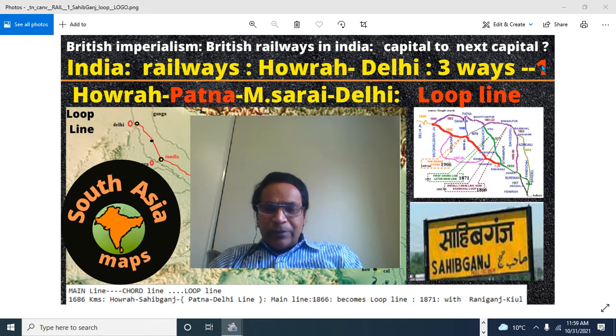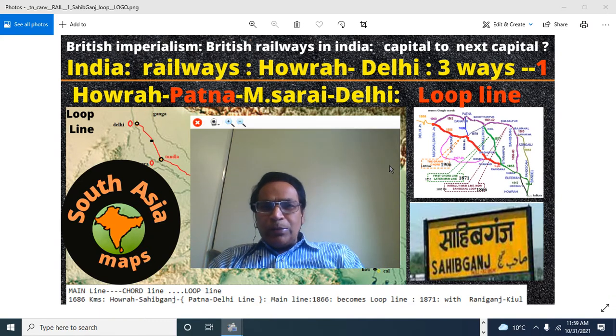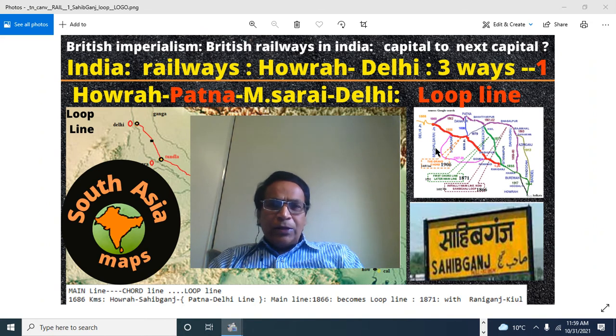In all these presentations, the screens may look alike, but pay attention to subtle details which I have highlighted here in red lines. There are 3 ways to go between Howrah and Delhi. This is way 1, called the loop line, the Sahibganj line. And there is another line called the Kiul line or main line that goes to Kiul, Lakhisarai and Patna. That will come in part 2.